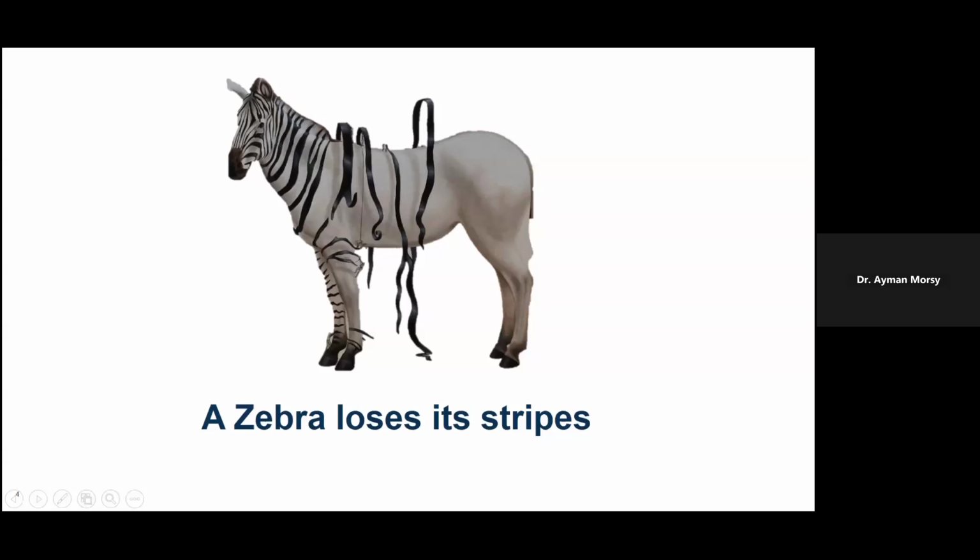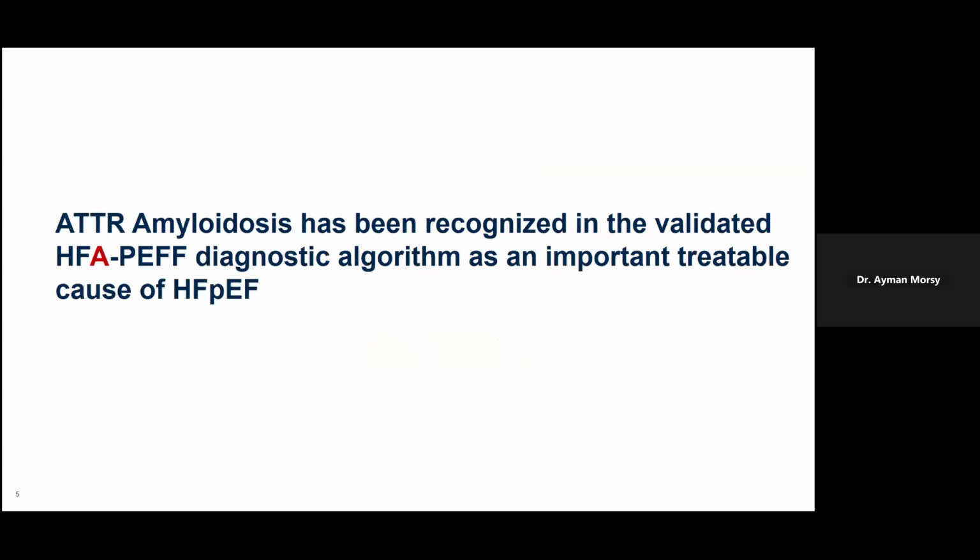Second, this picture is very nice for me. If a zebra takes a decision to lose his stripes, this is exactly the pathophysiology of cardiac ATTR amyloid patients. So always consider this. If the stripes of the zebra are removed or disarranged, this is what we can say is the pathophysiology mechanism of cardiac amyloid.